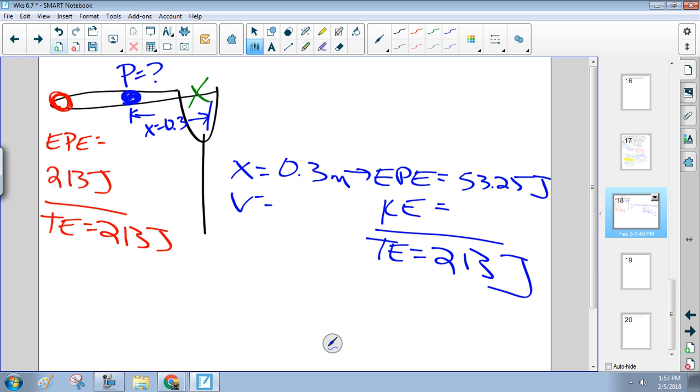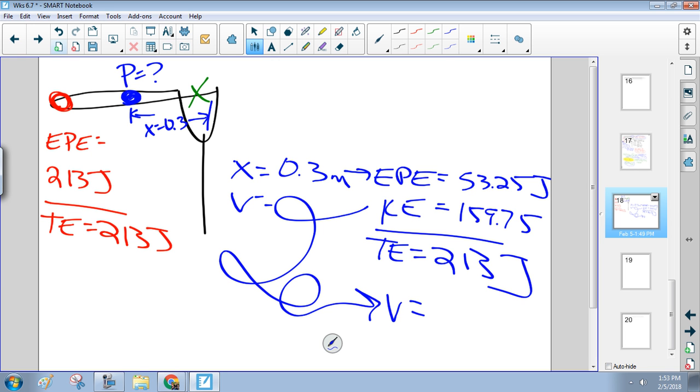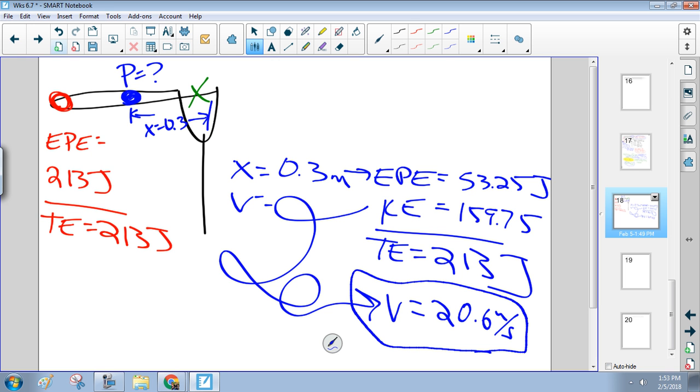So now I can subtract to find my KE and find the velocity, right? 213 minus 53.25 gives you 159.75, which I can now use to find the velocity. Times 2, divided by mass, square root it, gives you 20.6 meters a second. So that's the velocity when it's halfway unstretched.